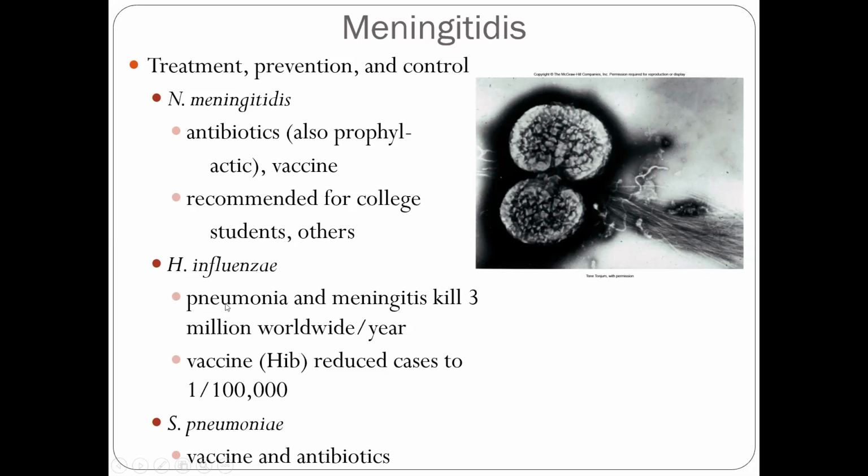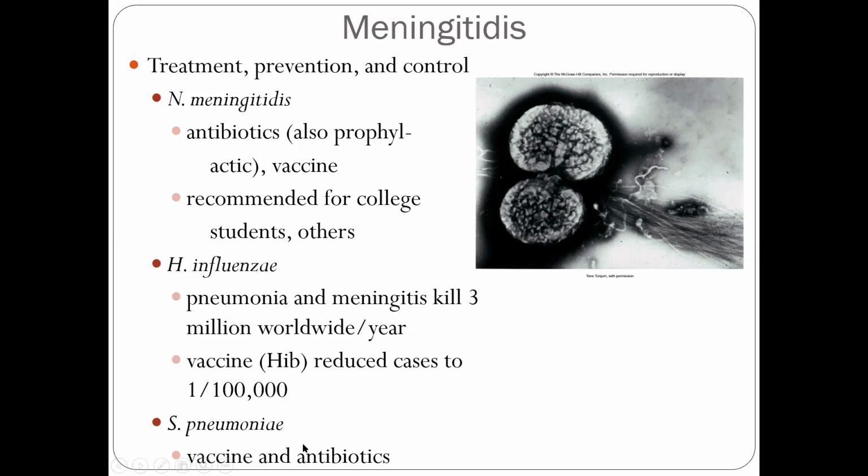Now the second one, Haemophilus influenzae. This one not only will cause meningitis, it also will cause pneumonia. This one, we call it the number one childhood disease in the United States and worldwide, because on average it occurs 3 million times worldwide per year. And we do have a vaccine. The vaccine called the HIB vaccine, which is the type B Haemophilus influenzae vaccine, can dramatically reduce the cases.